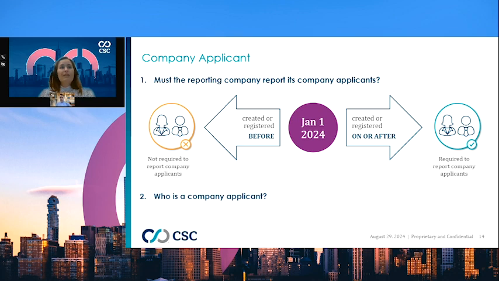So once you determine that you have a reporting company, the next key concept is the company applicant. But before you do too much analysis, first consider whether this is relevant to your reporting company. For this question, the key date is January 1st, 2024, the day the CTA came into effect. For domestic reporting companies created before 1/1/24, and foreign reporting companies and foreign companies registered to do business before 1/1/24, you do not need to report a company applicant.